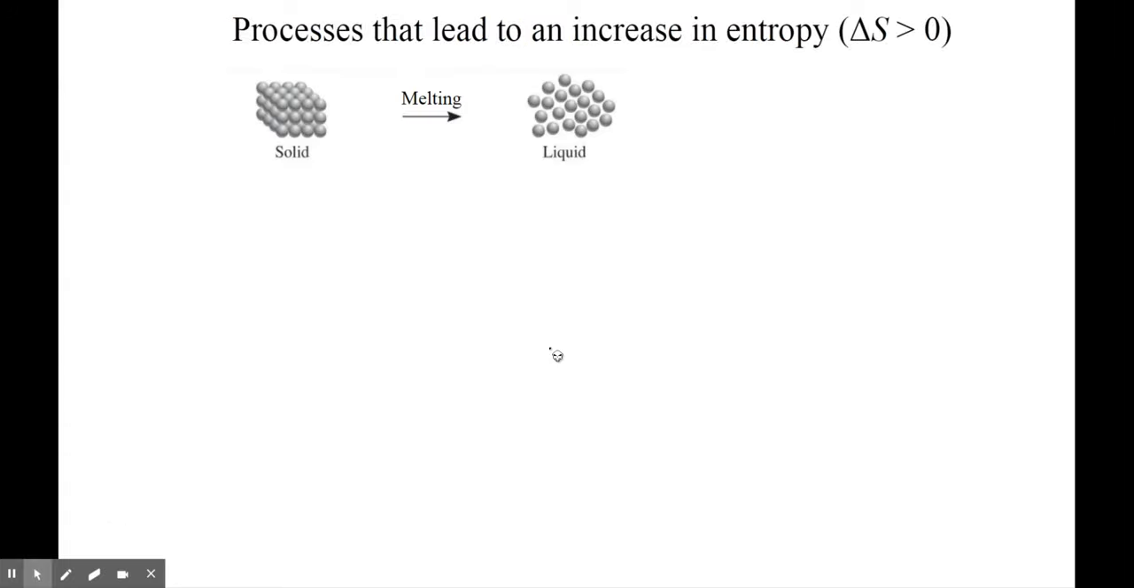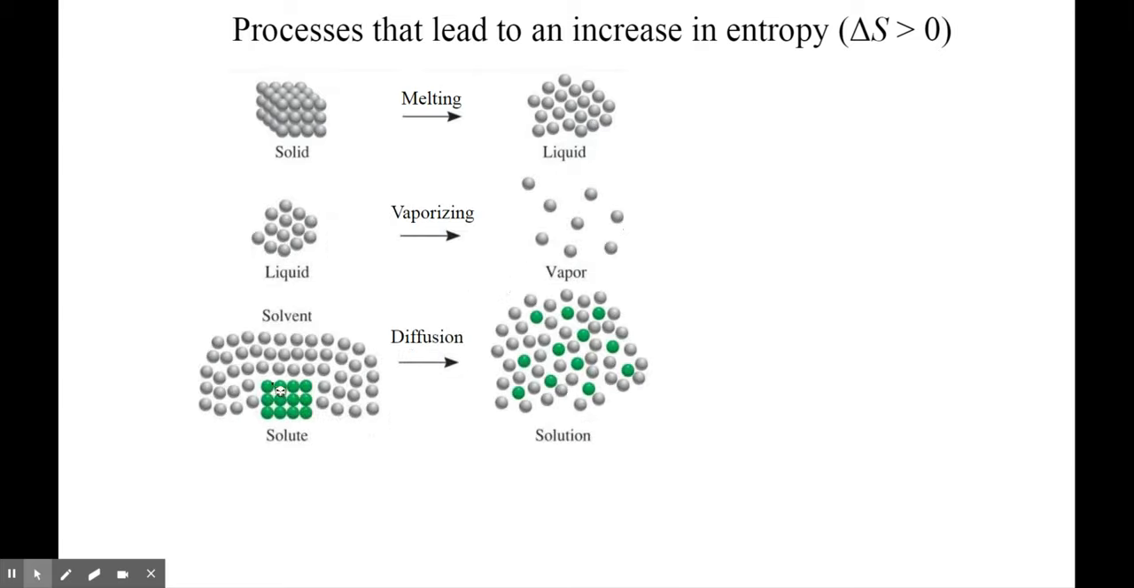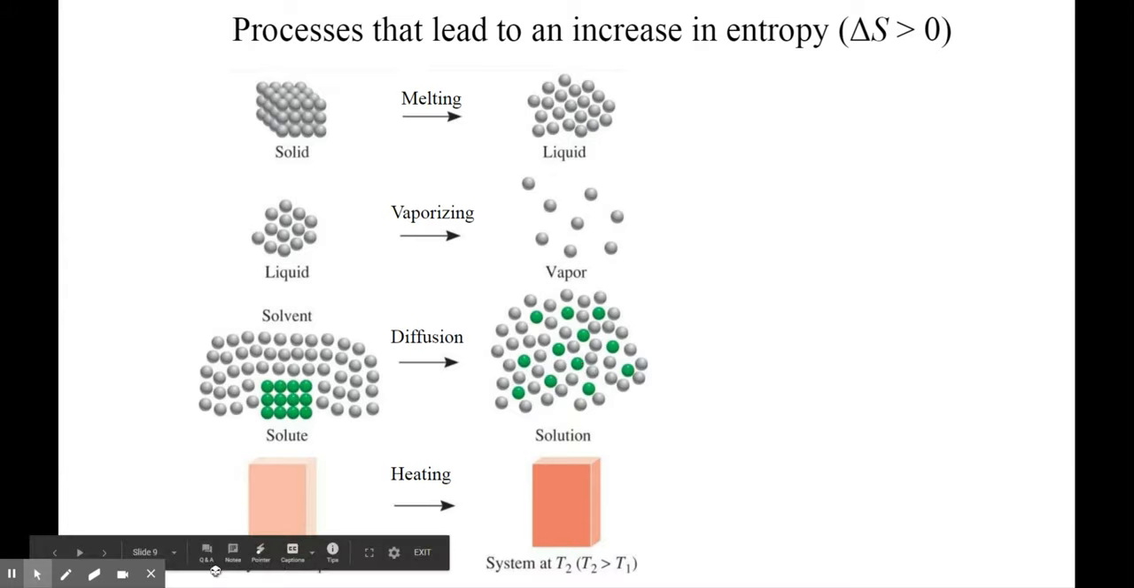So again, this whole idea of entropy is if it goes up, if things get more dispersed, disordered, chaotic. So imagine a solid melting, that's an increase of entropy. A liquid vaporizing, that's an increase of entropy. Just dissolving a solid, disrupting this crystal lattice, that's more entropy. Just heating a substance. So there's more vibrational, there's more different types.